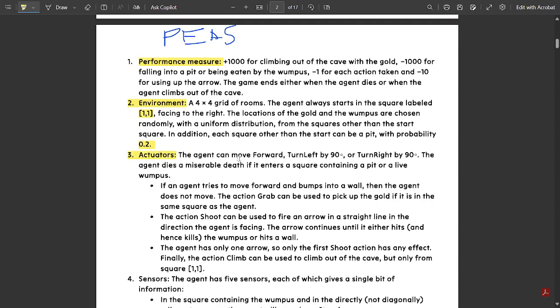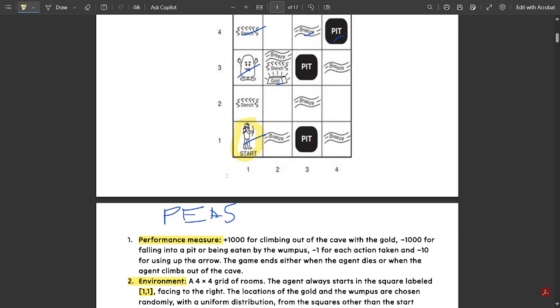Actuators: the agent can move forward, turn left by 90 degrees, turn right by 90 degrees. The agent dies a miserable death if it enters a square containing a pit or a live Wumpus. So these are the actuator part. That is, it can move forward. If you want to move to this room, he can move forward. If you want to move to this room, you should turn towards this room by 90 degrees.